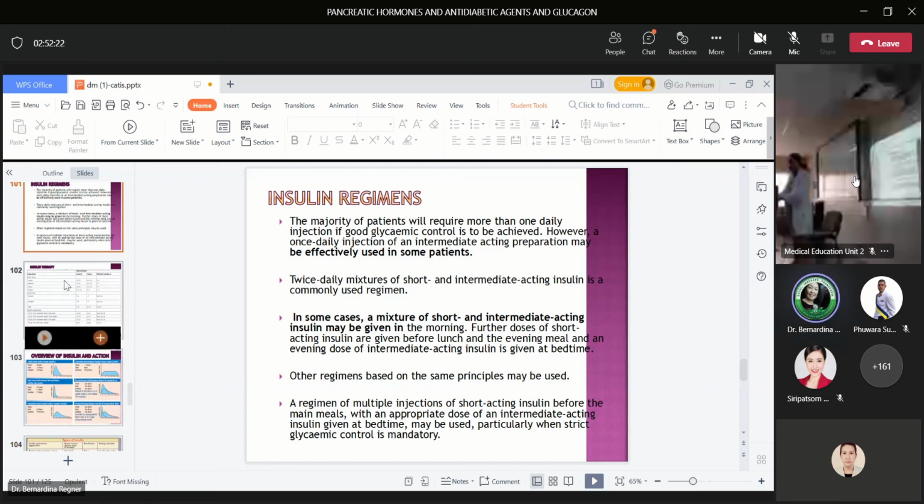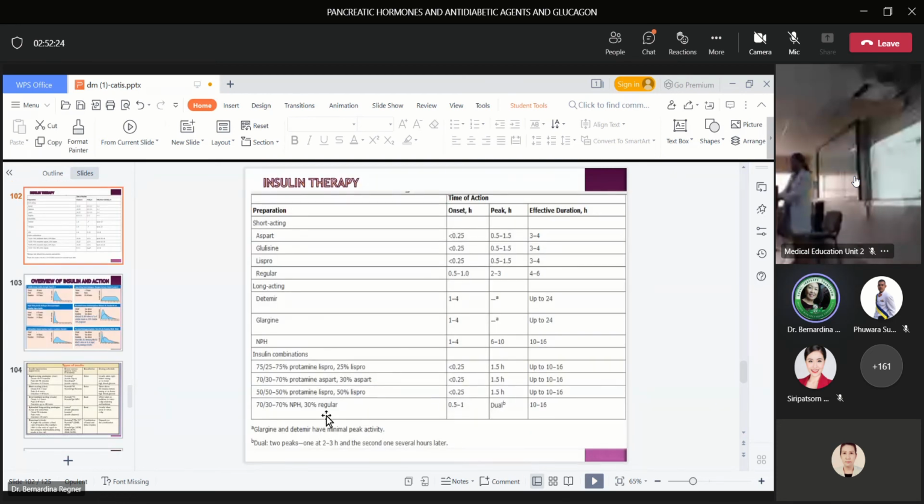Okay, so these are the different preparations. You just go through with this. For short acting, you have here Aspart, Glulisine, Lispro, regular. Long acting, you have Detemir, Glargine, NPH. You have here insulin combinations, for example 75/25: 75% protamine lispro and 25% lispro.